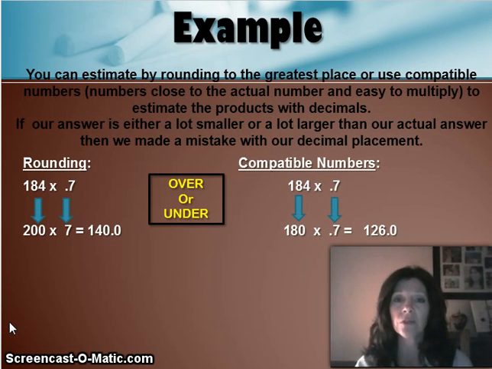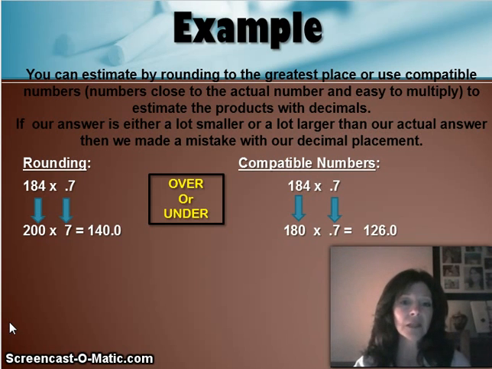Alright, no vocabulary for tonight, so we'll get started with our example. The point of this lesson is that you can use estimating to round to the greatest place value, or you can use compatible numbers, which are numbers close to the actual number and that are easy to multiply, to estimate the products with decimals.